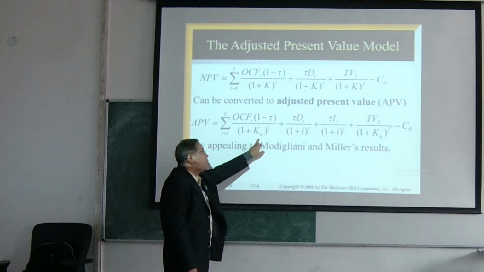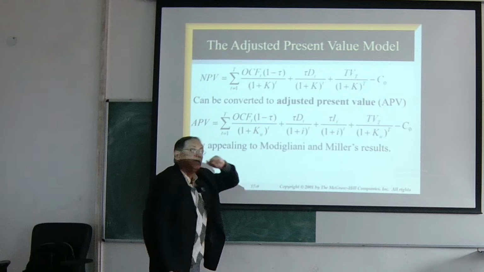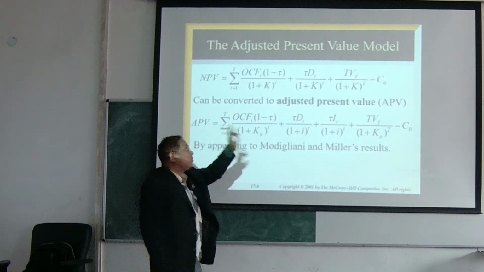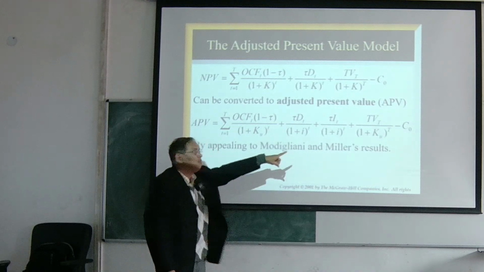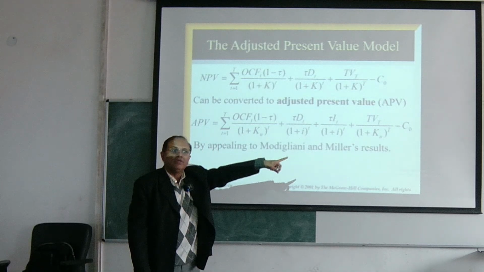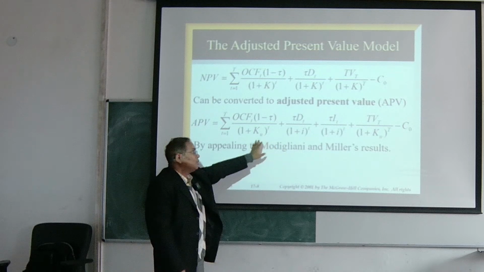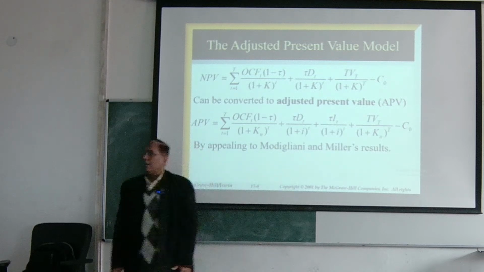So here Ku and i is the interest rate, the prevailing interest rate, for which your depreciation amount and interest amount have to be counted, and again terminal value is going to be on Ku, the unlevered one. Right? So it's changing, the value is changing.